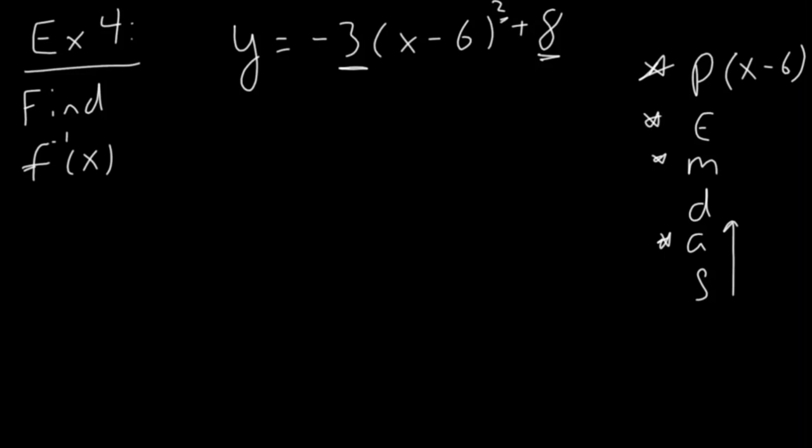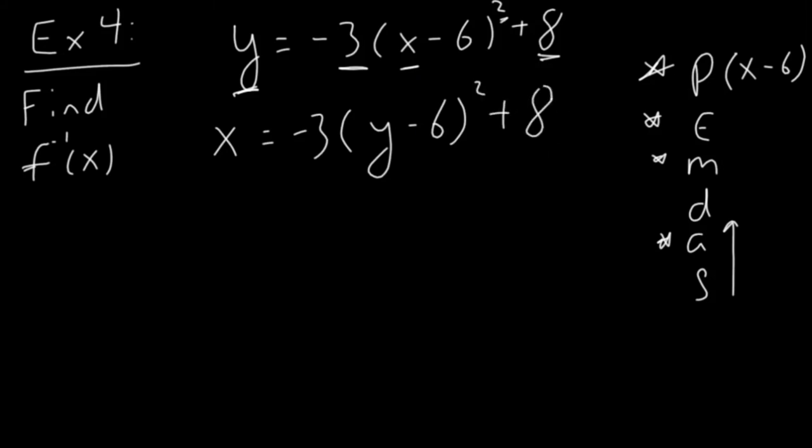Now, when working through this, before we begin, we know that we have to start by switching our x and our y. So x equals negative 3 parentheses y minus 6 squared plus 8. And by the way, I see so many of y'all get hung up on this. You don't start the problem and you think that you don't know how to solve it. Just switch the x and the y first. It's such a huge key step.